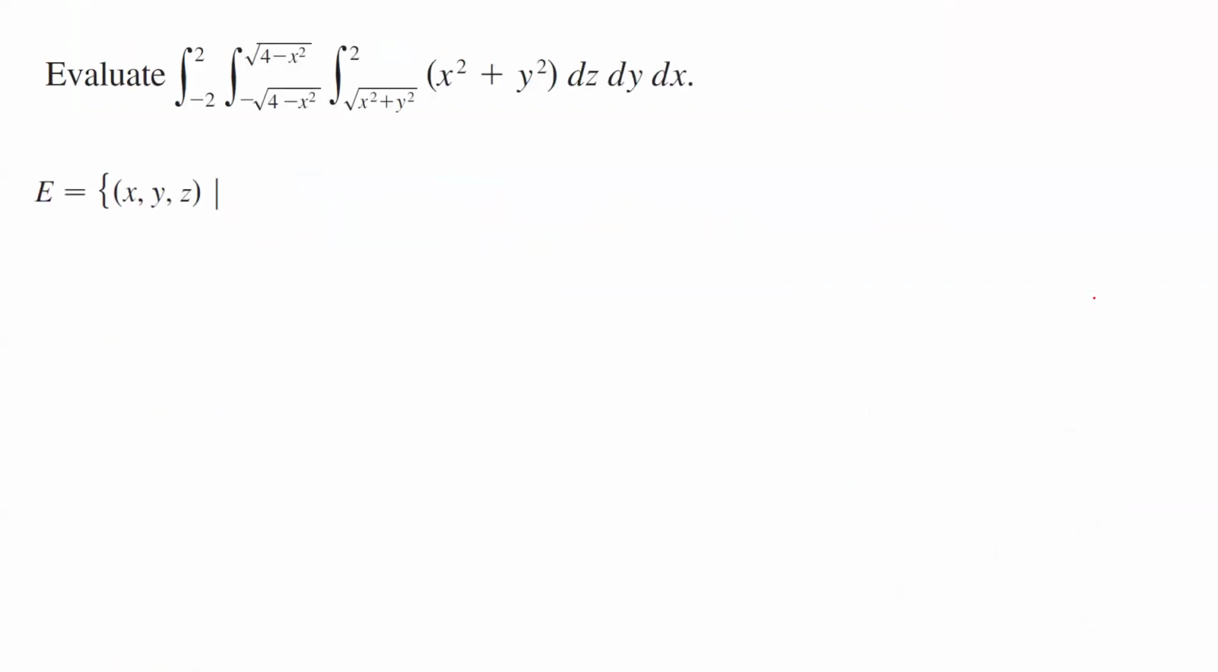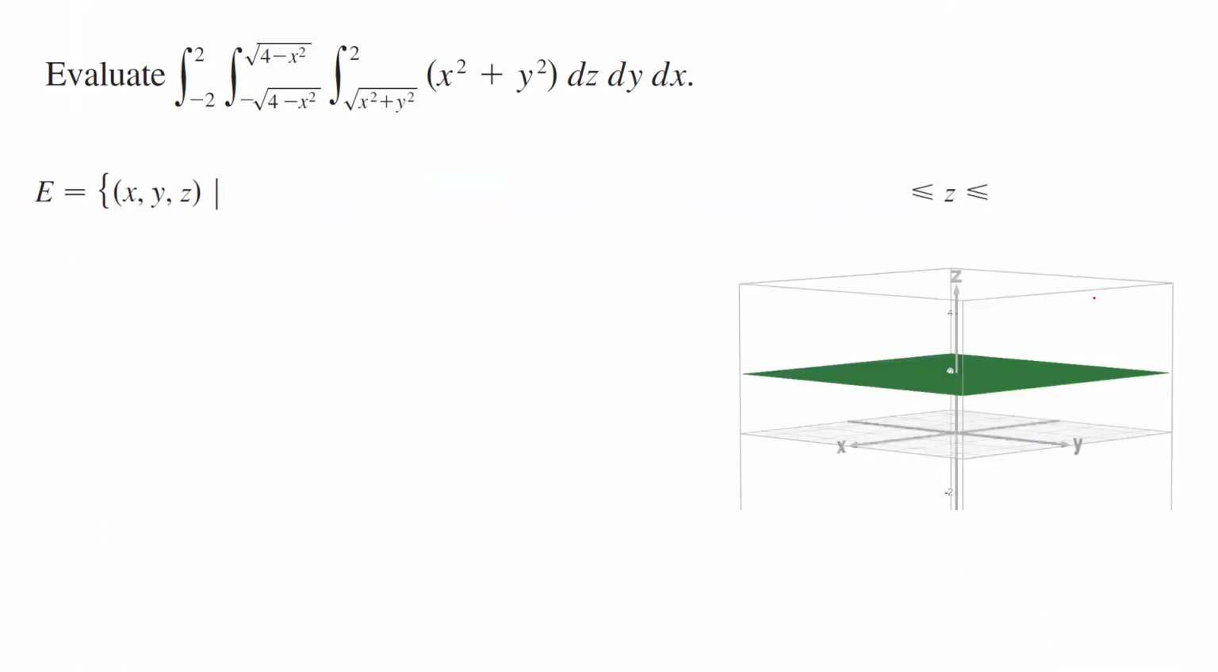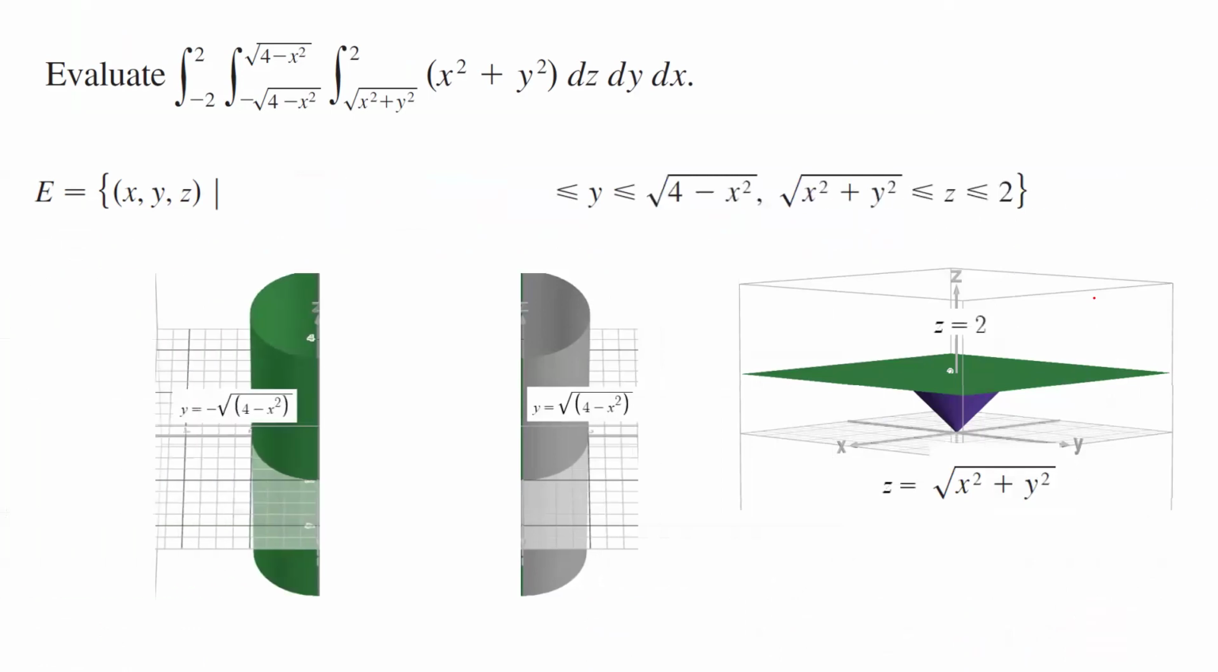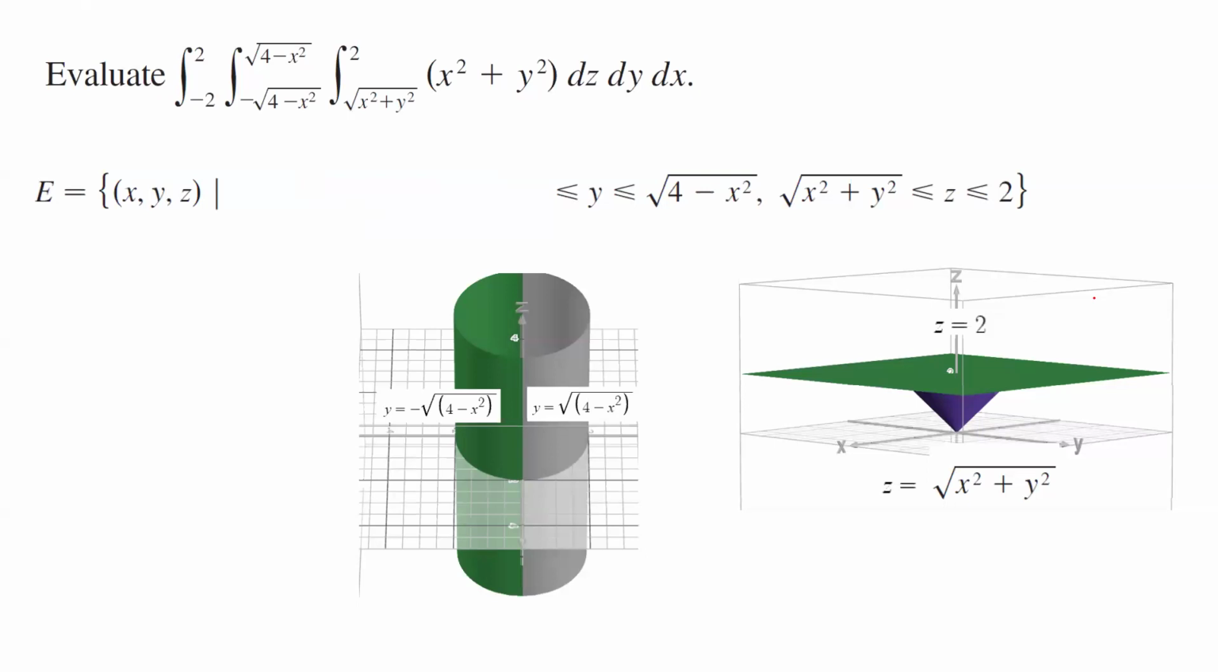So first of all, let us identify E, the region that we are taking the integral over. Z is bounded from the top by z equals 2, and from the bottom by z equals the square root of x squared plus y squared. What about our y? Y is bounded above by the square root of 4 minus x squared, and from the left by negative square root of 4 minus x squared. And as you see, x is bounded between -2 and 2, given in the question.